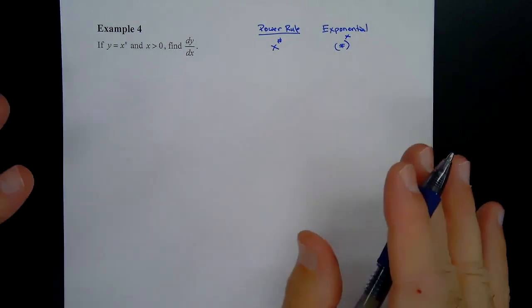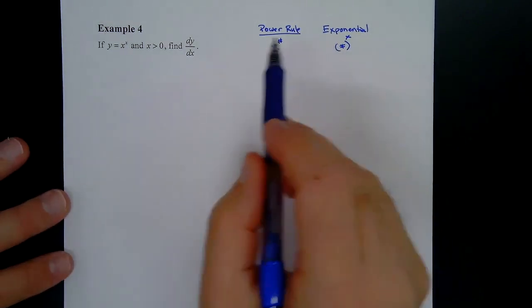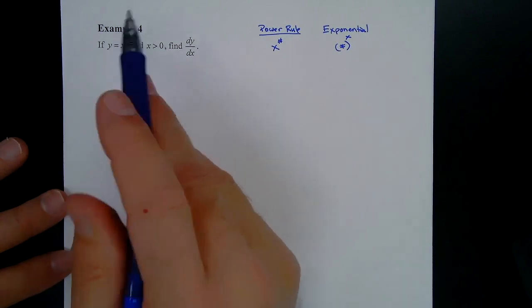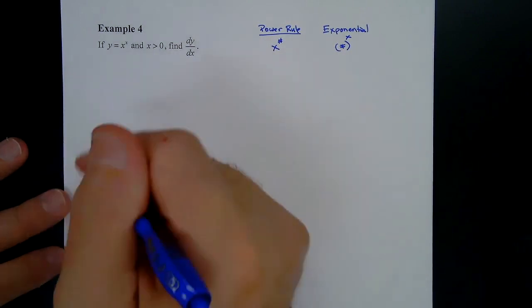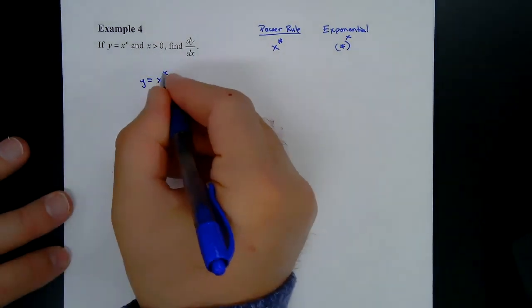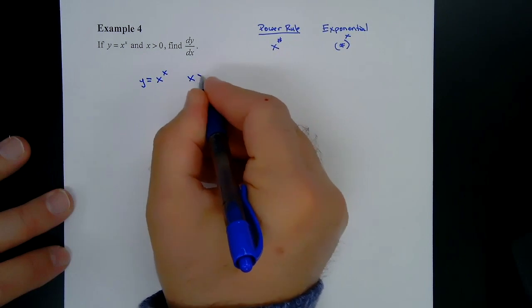So we don't have either one of these, right? Because we don't have the number, right? We have x to the x. We have a variable in the base and in the exponent. So how the heck do you deal with this, okay? So we're going to start with writing y equals x to the x. And we also know that x has to be greater than 0.